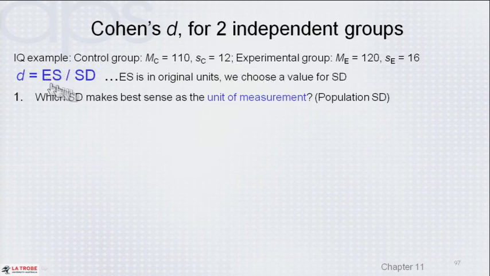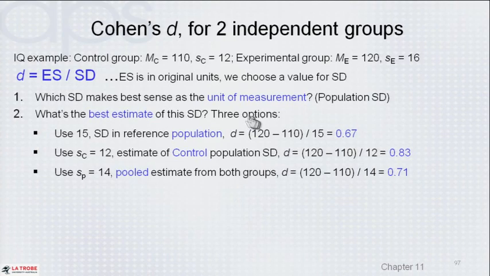So it's the effect size divided by some standard deviation. Now, my first question is, which standard deviation makes best sense as the unit of measurement? Well, it's the population standard deviation for whatever IQ instrument I'm using. Next thing is, what's the best estimate we have of that standard deviation? And there are a number of options. In this case, we might actually know the population value because the test was standardized in some reference population that we judge to be relevant for our study.